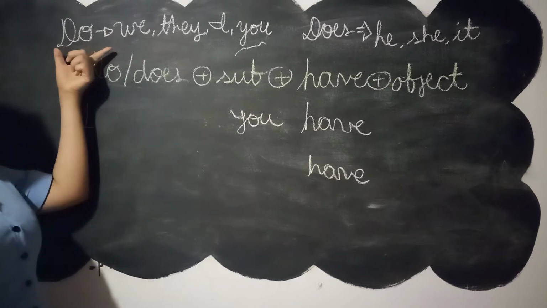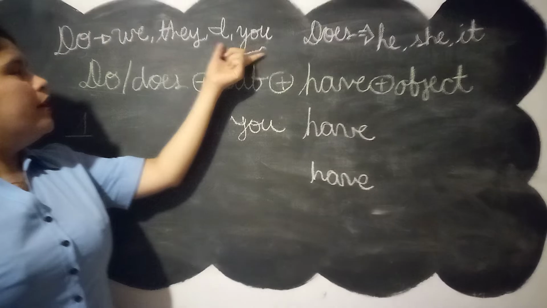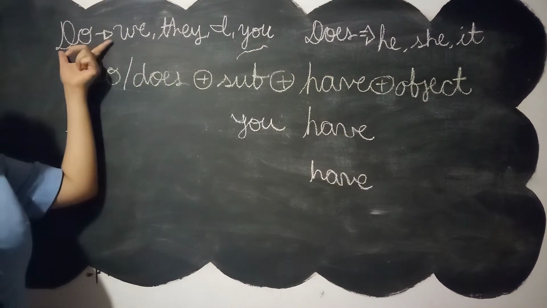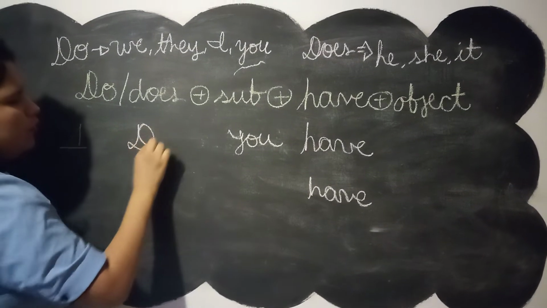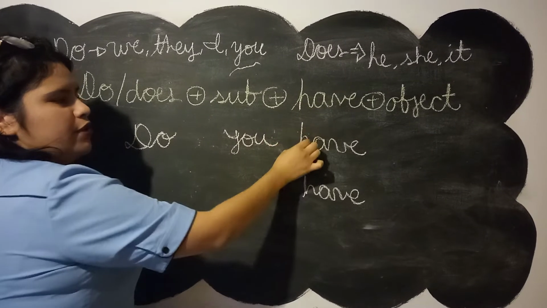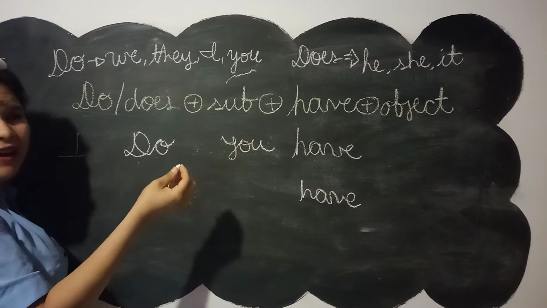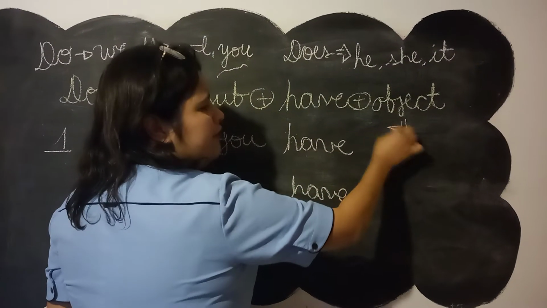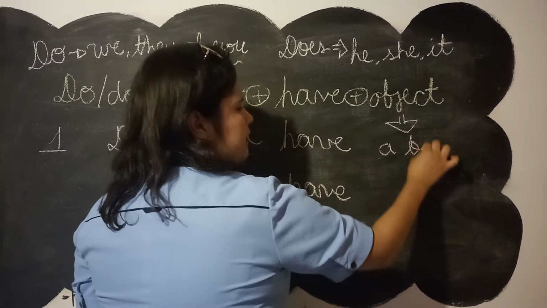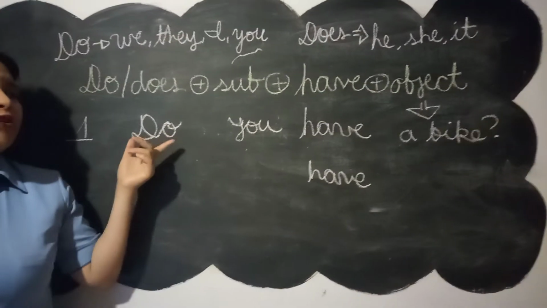You is with do or with does. ¿Dónde encontramos you? ¿Con do o con does? You it's here, so it belongs to do. Do you? And then nuestro third element que no va a cambiar. Do you have? Do you have un object del vocabulary? Do you have a bike? And this is our question.